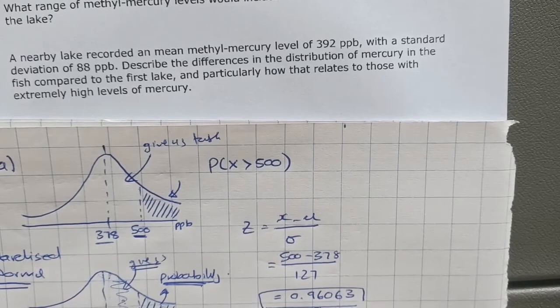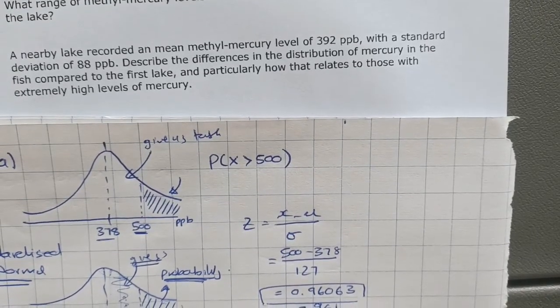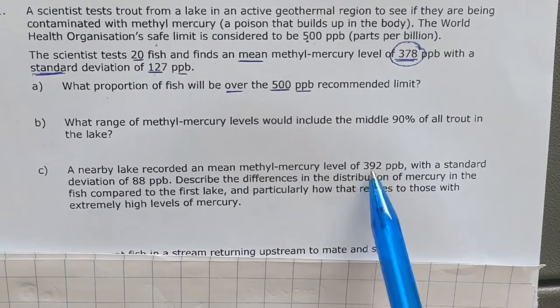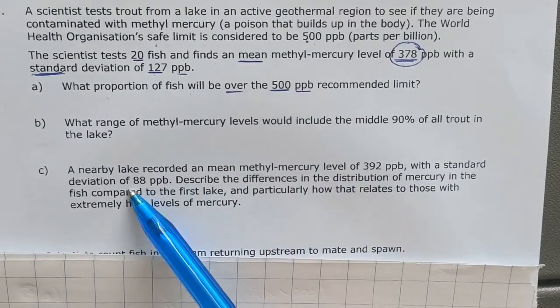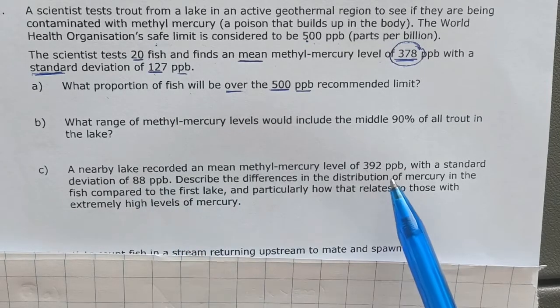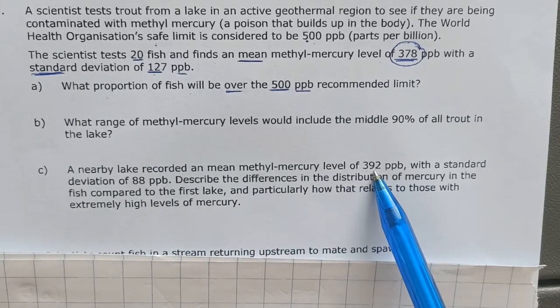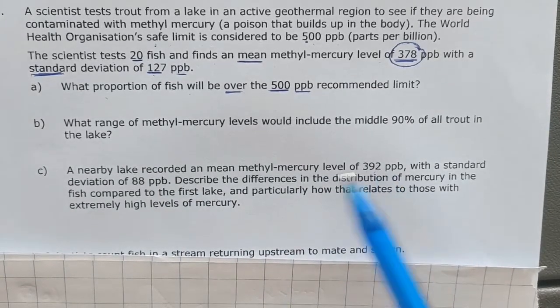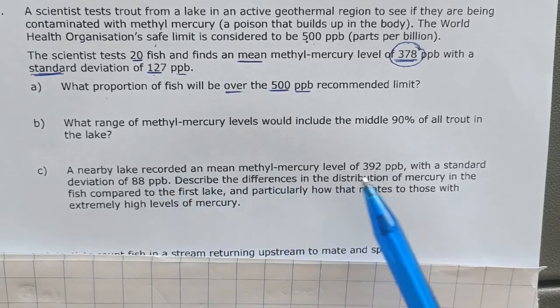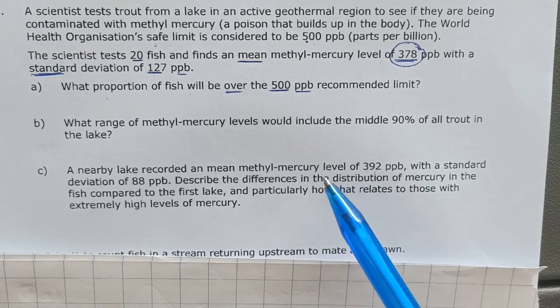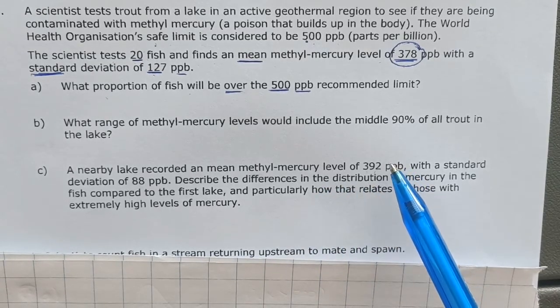Question C says, a nearby lake recorded a mean methyl mercury level of 392 ppb. So that's a new mean. So we got a new mean now in question C of 392. And the standard deviation is also changed to 88. So suddenly we're saying that the normal curve is going to be a bit steeper, because it's definitely got a smaller standard deviation. So in order to cover the same probability, we have to then say that it's going to be steeper, falling away to near zero more quickly. Alright, it's a smaller standard deviation.